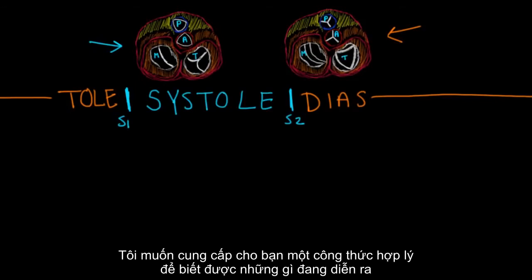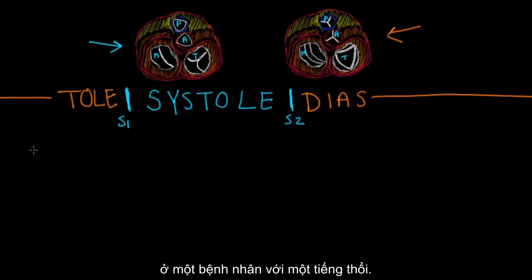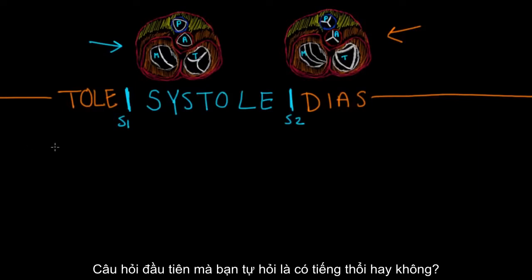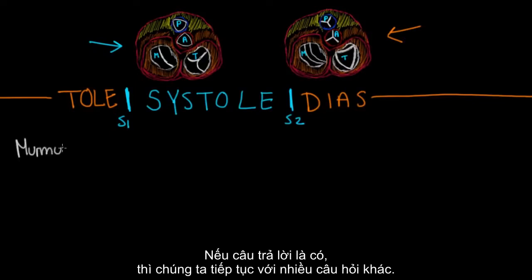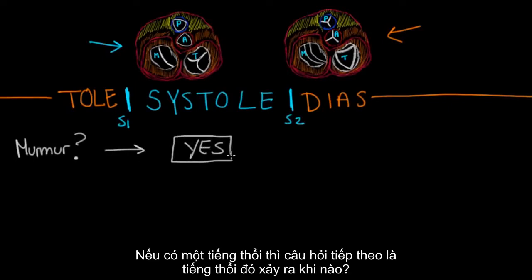And so I want to give you this logical algorithm to figure out what's going on in a patient with a murmur. So the first question that you want to ask yourself is, is there a murmur? And if the answer to this is yes, then we move on with more questions. So if there is a murmur, the next question is, when does that murmur occur?